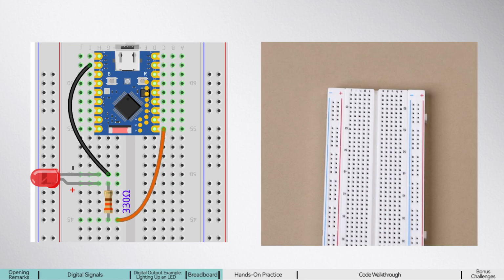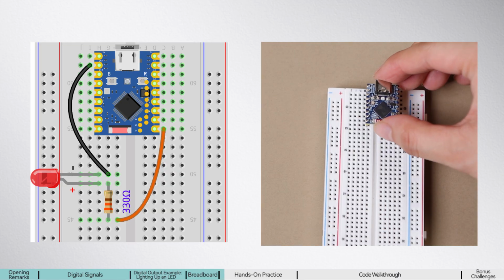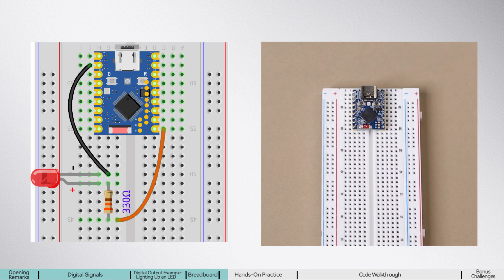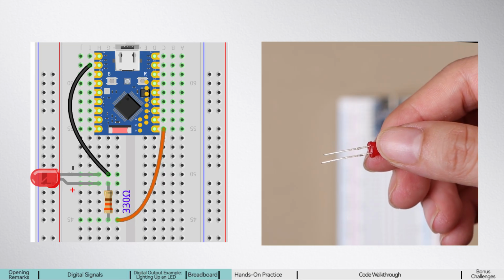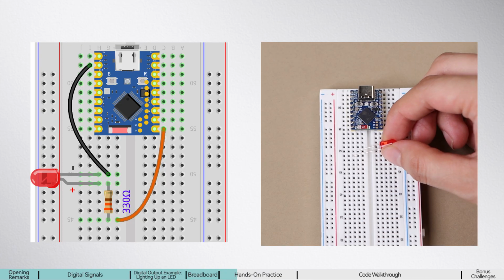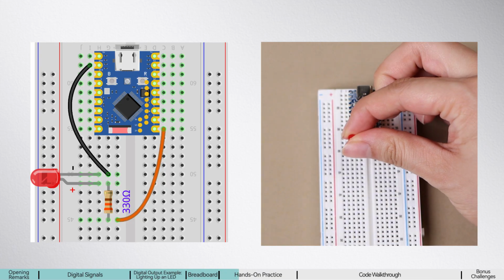Step 1. Securely insert the ESP32 development board into the center of the breadboard, ensuring the pins on both sides are separated by the central groove. Step 2. Take out the LED. You'll notice one leg is longer than the other. The longer leg is the positive side, and the shorter one is the negative side. Insert the LED into the breadboard, paying attention to the direction of the longer leg.